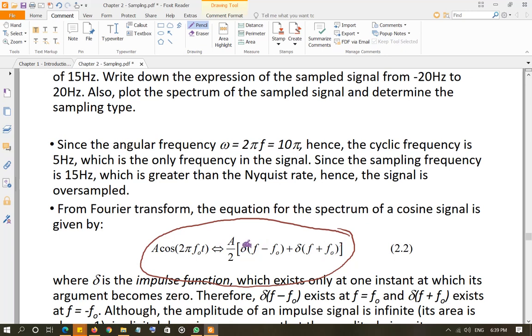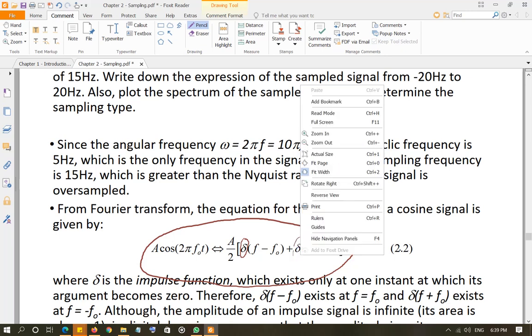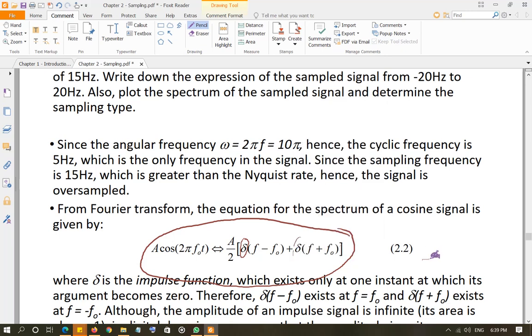What is delta of F minus F naught? What is the delta signal? Most of you are familiar with the impulse. Delta is the impulse signal, right? What is an impulse signal? An impulse signal is basically a signal that happens only at one instant of time or frequency. And for an analog signal, the impulse signal has infinite magnitude and it exists only at one instant of time.